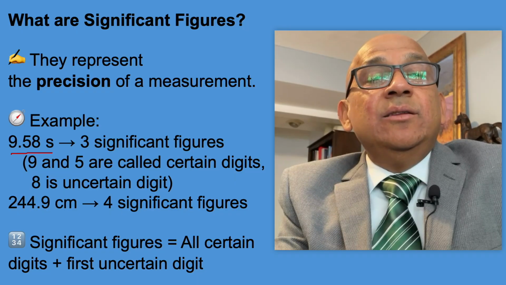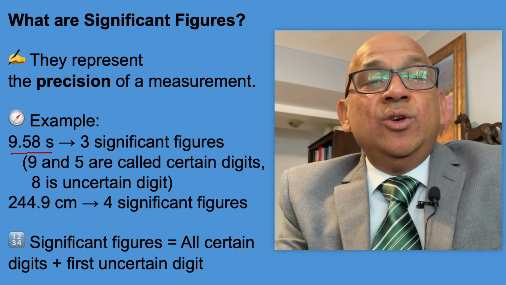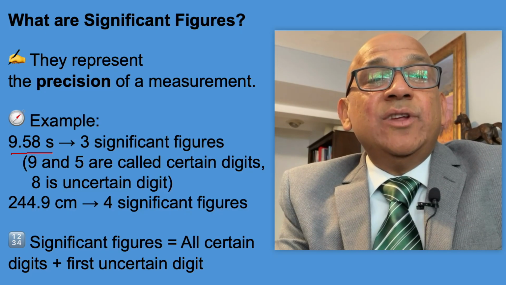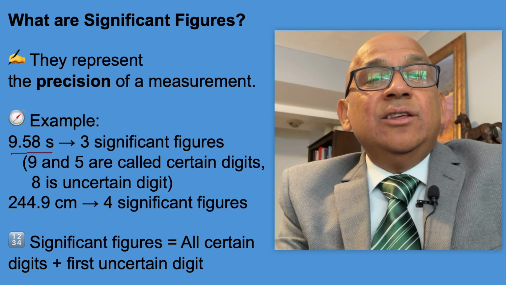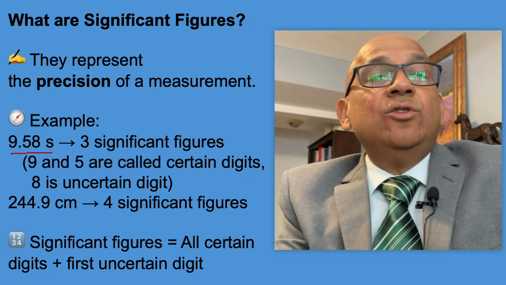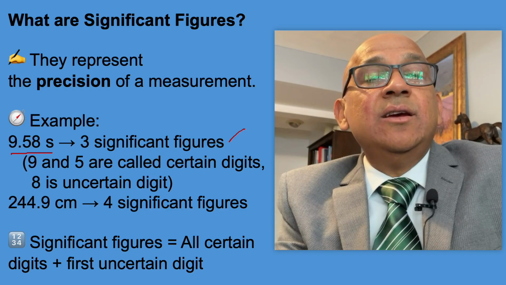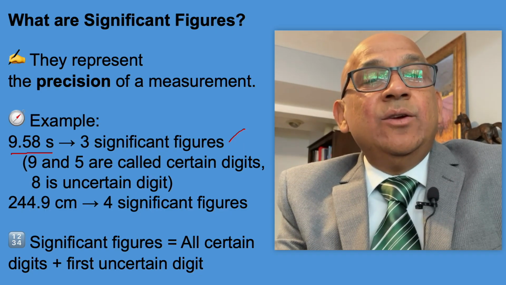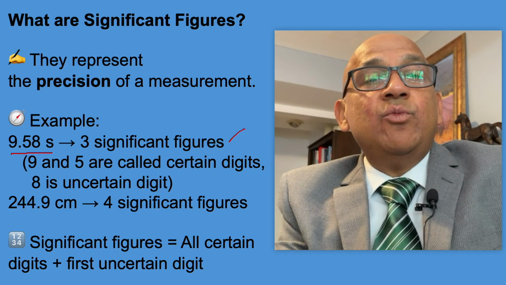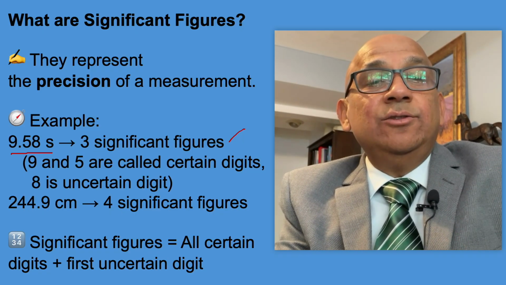Similarly, the world record for the high jump is 244.9 centimeter. So again, here you see that the last digit 9 is again uncertain and rest of the digits are certain. So all certain digits plus first uncertain digit are called significant figures. So in the case of this 9.58 second, there are three significant digits, 9, 5 and 8, while in the case of 244.9, there are four significant digits, which are all of 244.9. So in this way, this represents how precise a measurement is.